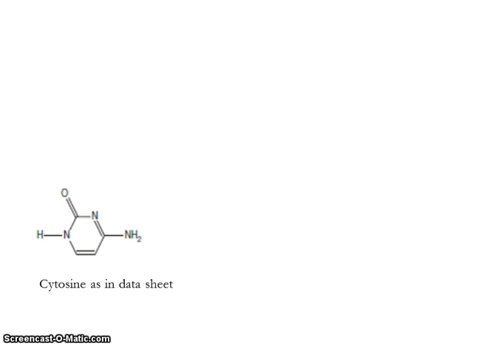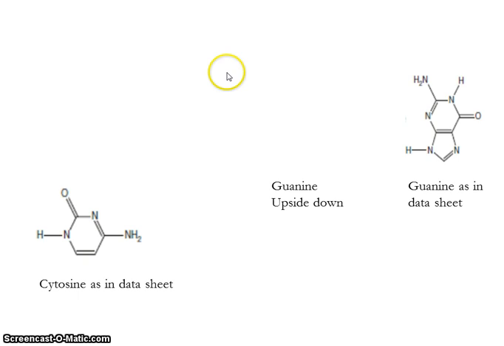Okay, so we're going to bond that to a guanine molecule. So here's guanine as shown on the data sheet. Significant thing about that is that we know that this again is the atom that's used to bond to the sugar molecule.